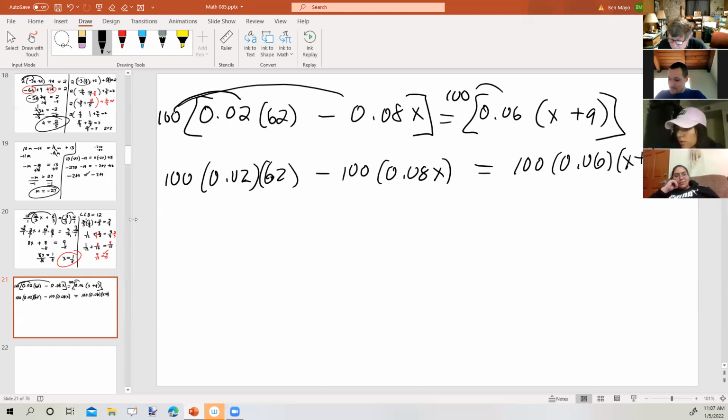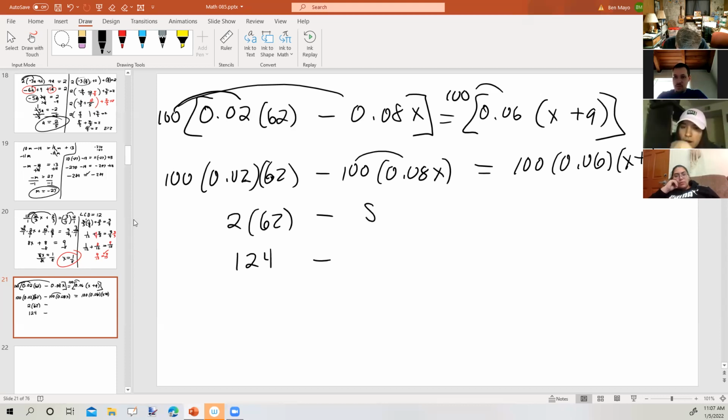Now, you multiply from left to right. What's 100 times 0.02? That would be just 2. And 2 times 62 is 124. Okay. What's 100 times 0.08? That would be 8, and then times x. Okay, there.